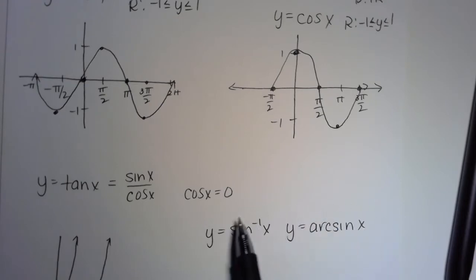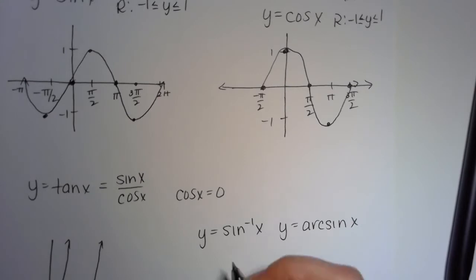For some reason I really dislike this notation because this is the symbol for inverse, right? But it kind of looks like sine to the -1, and sine to the -1, 1 over sine, is not the same as arc sine or inverse sine. Okay, so let's talk about the domain here.